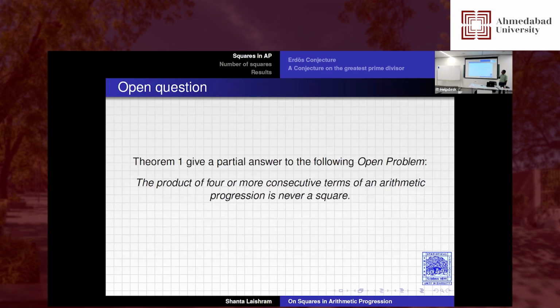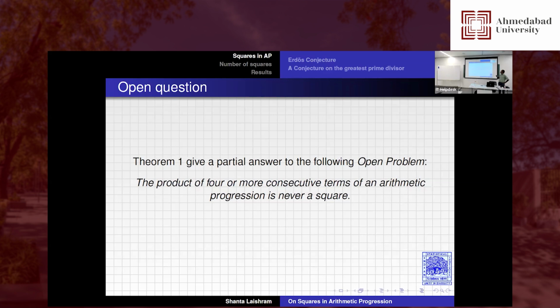Our Theorem 1 gives a partial answer to the following open problem. The conjecture is that the product of 4 or more consecutive terms of an arithmetic progression is never a square. That is the open conjecture. Our result gives a partial answer by saying that it holds for up to 109 terms. Beyond 109 we don't know how to do it for all, but up to 109 the conjecture is true.